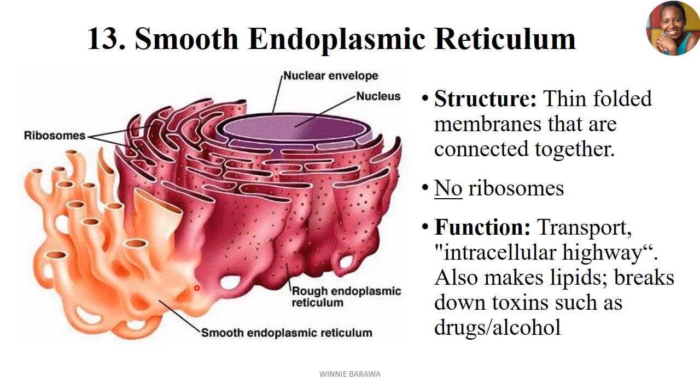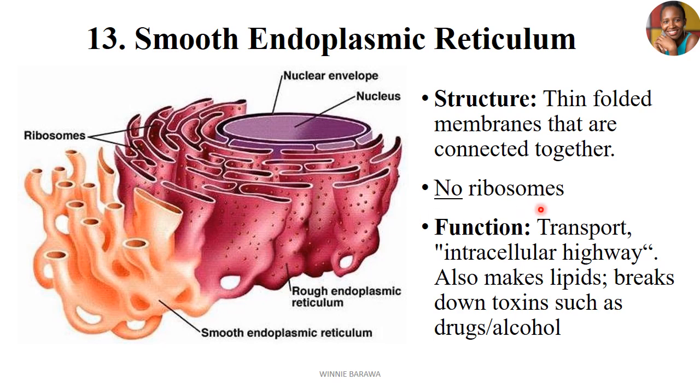What is similar about these two is that the smooth endoplasmic reticulum is made of thin folded membranes that are also connected together, but it does not have ribosomes, as you can see here. However, it's just a continuation of the rough endoplasmic reticulum.